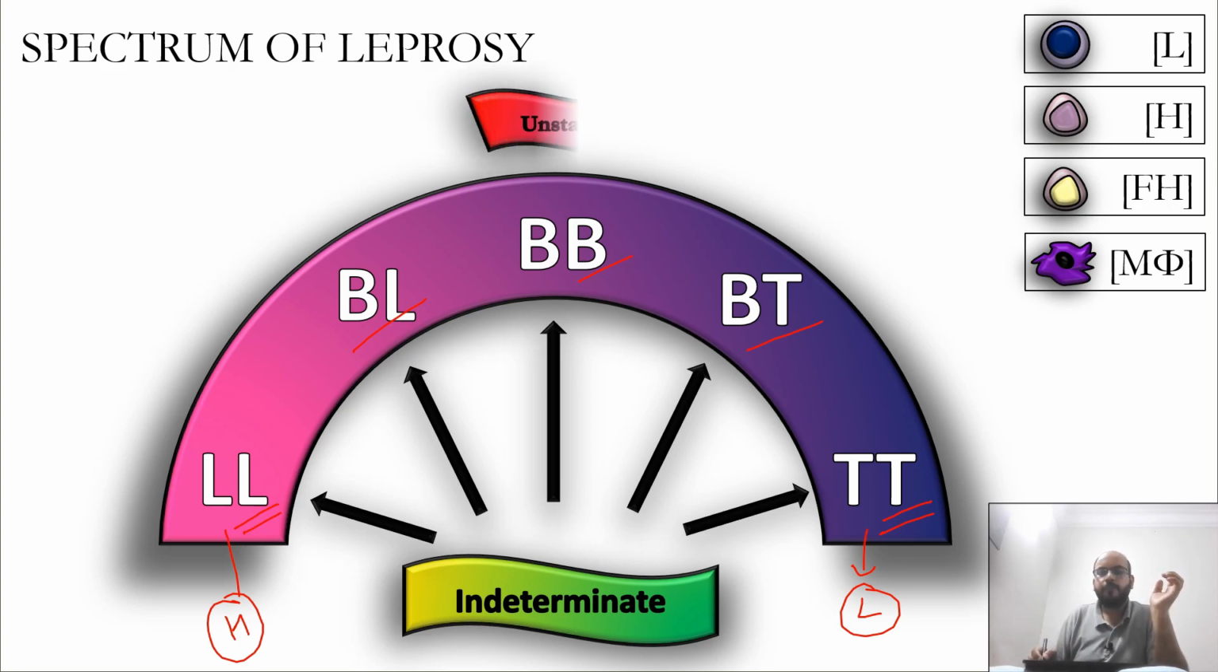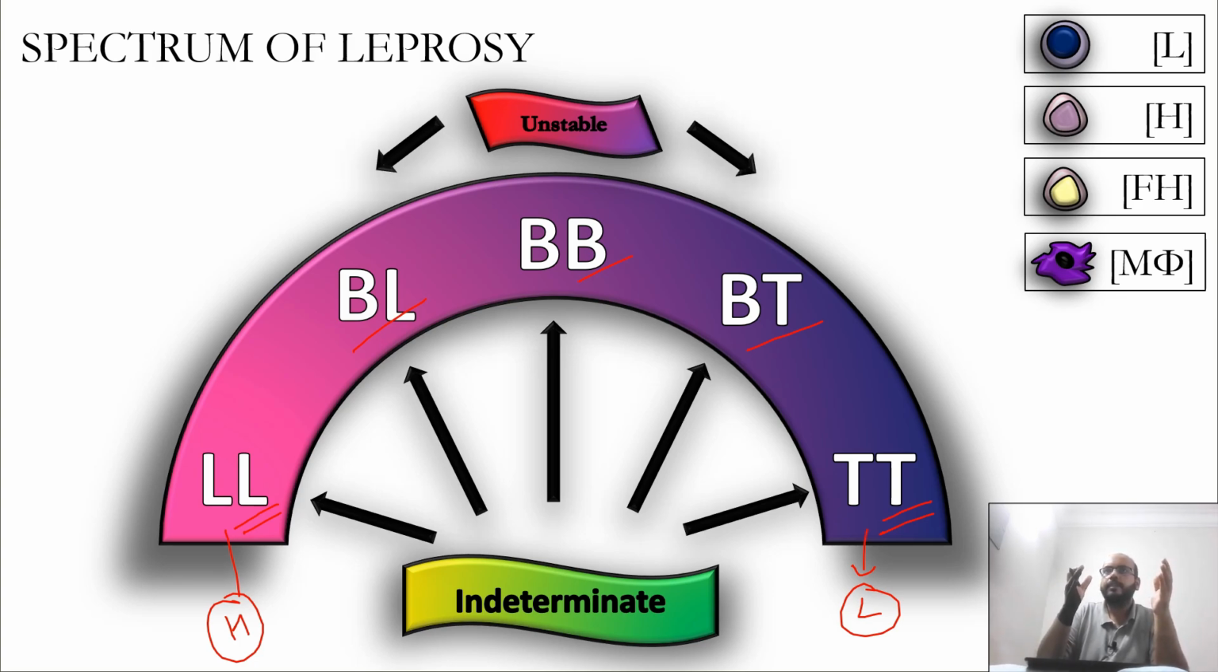Okay, now we know that the BB type is the most unstable form. So BB usually either downgrades towards the lepromatous pole. Okay, so here it downgrades, or it can heal or slightly improve towards the tuberculoid pole when the infection is controlled. Okay, so BB type is the most unstable form. Now let's see the cellular players.